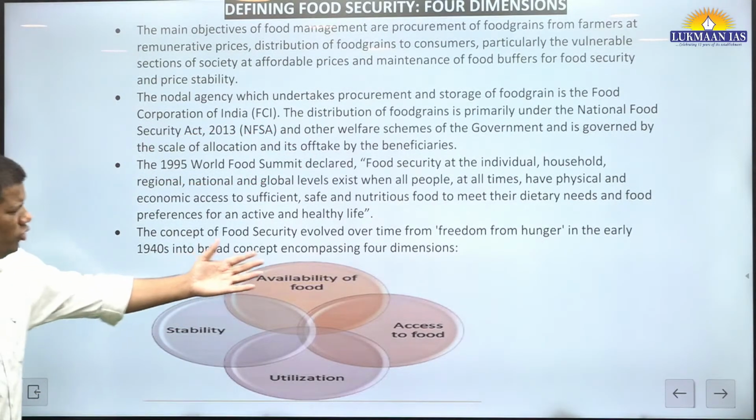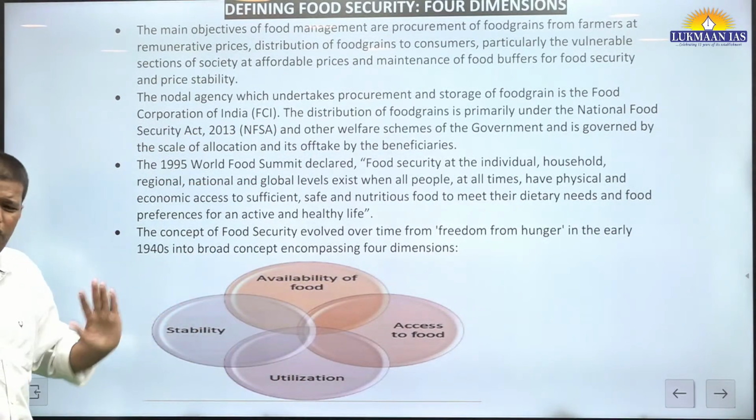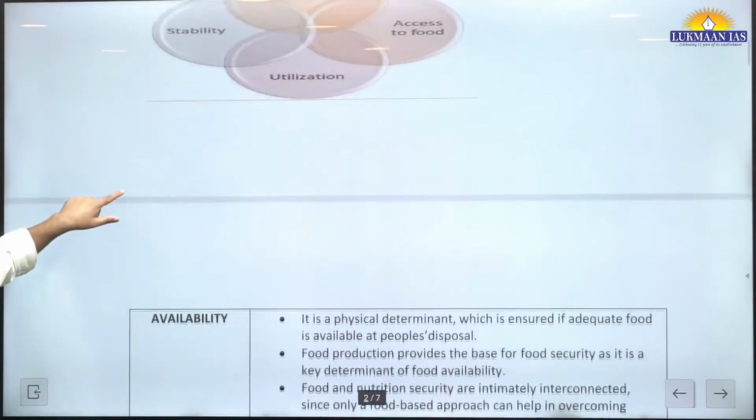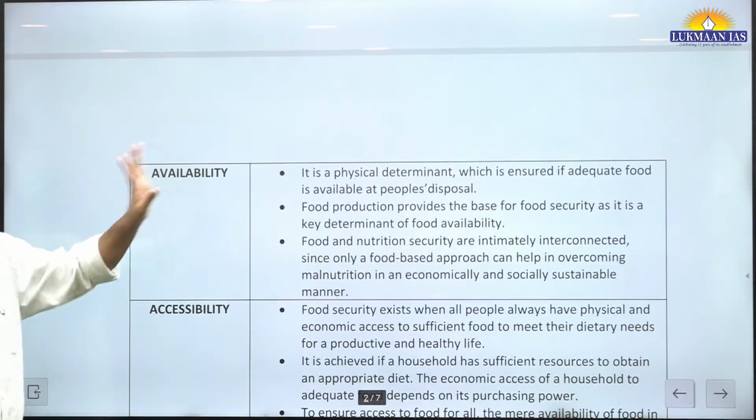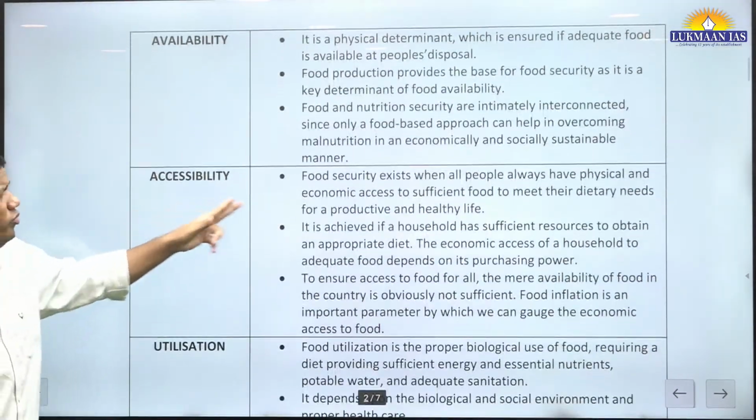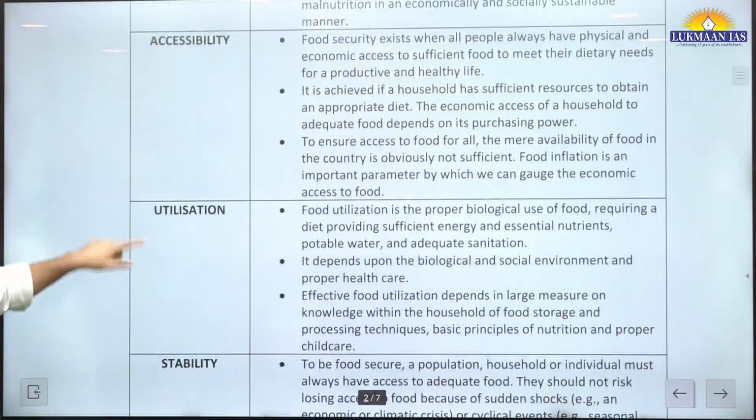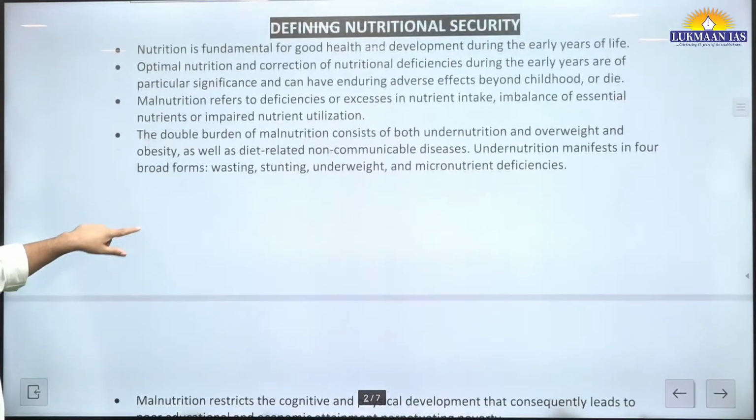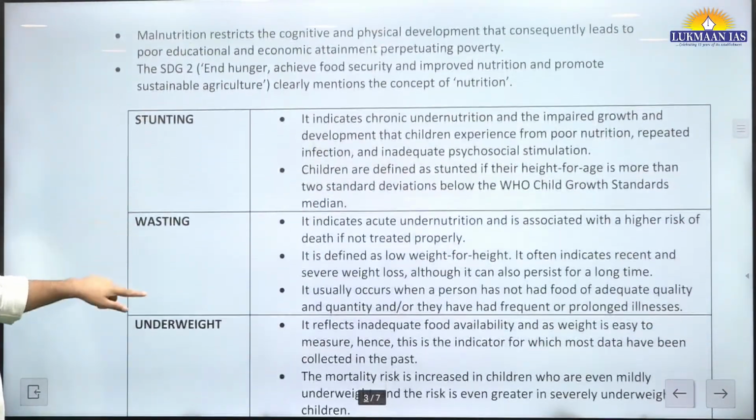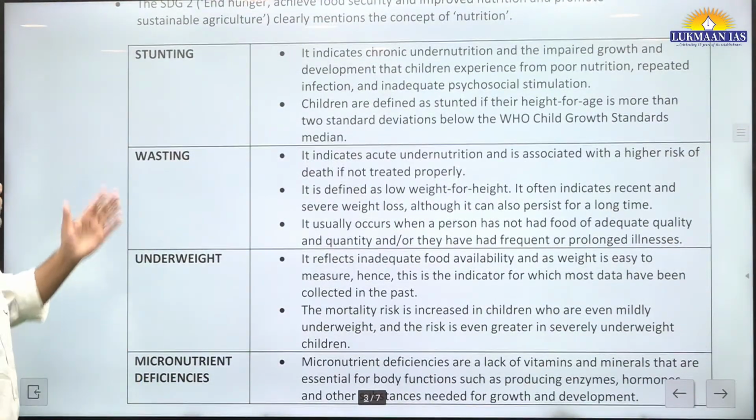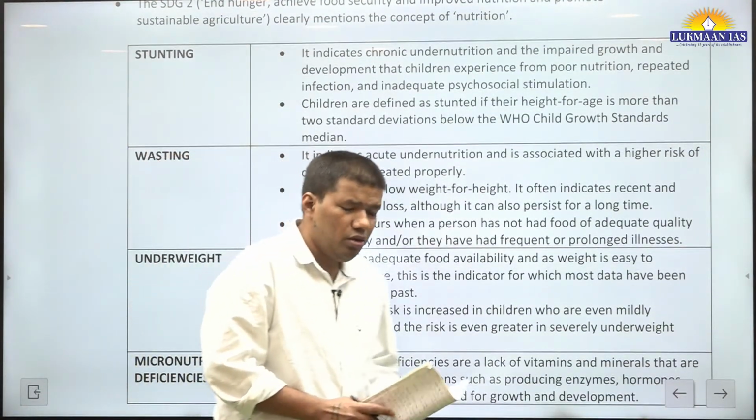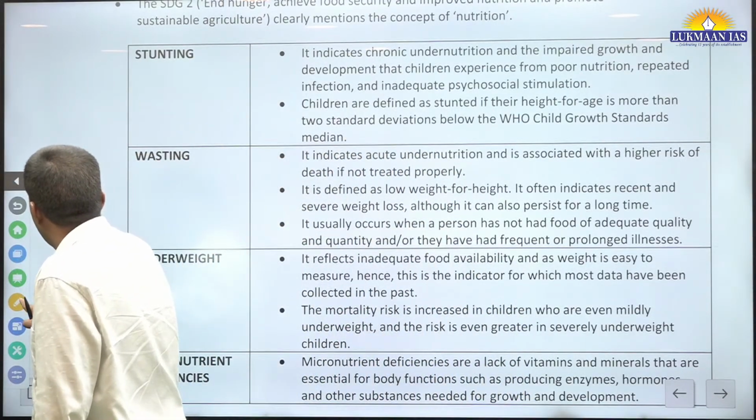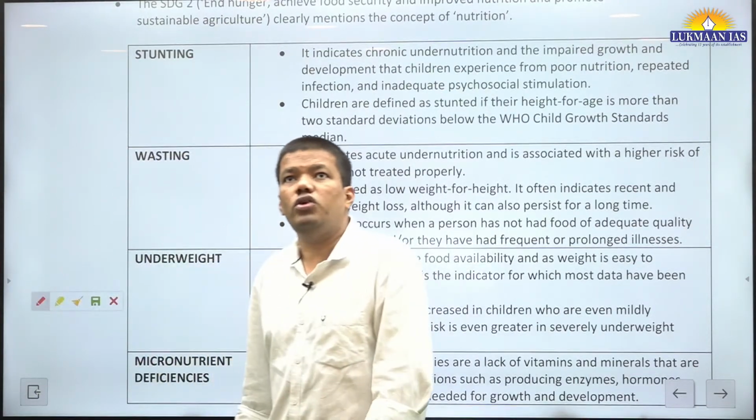In this diagram you can make the 3 A's, or you can also make stability or utilization. Fine. Availability is a physical determinant. Accessibility, physical and economic access. Utilization, stability. Okay. Now, see, this is fine. Stunting, underweight and all those things. Recently the National Family Health Survey came, right? The 5th. Have you gone through the National Family Health Survey? Anyone?